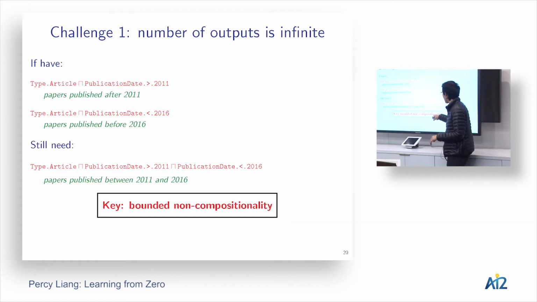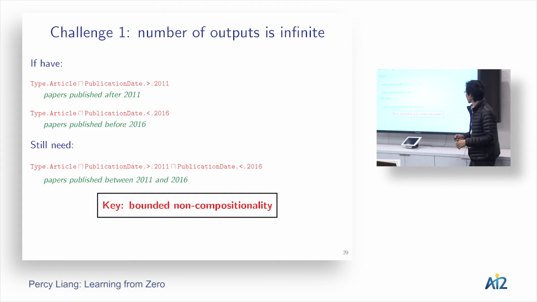And this is what I'm calling bounded non-compositionality, where if you have some primitives and you combine them together, language actually has higher level concepts or words that describe things. Another example is grandmother, which corresponds to the female parent of a parent. And the database might have female and parent, but it doesn't have the notion of a grandmother.